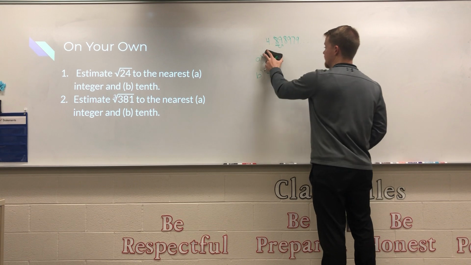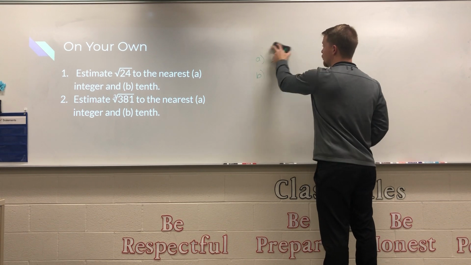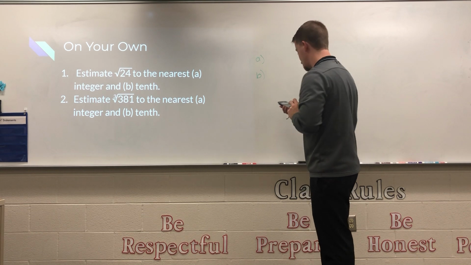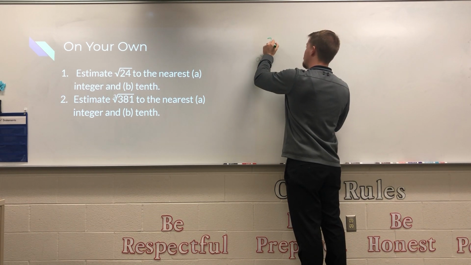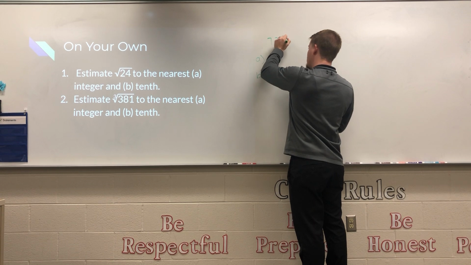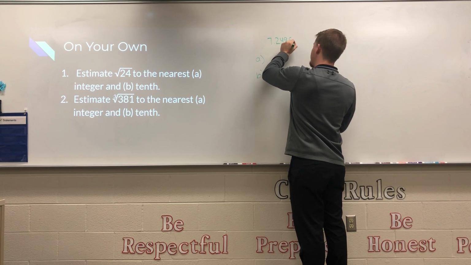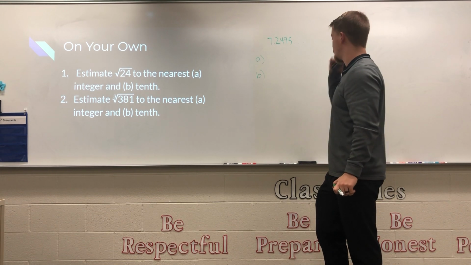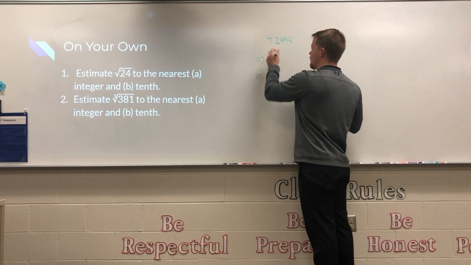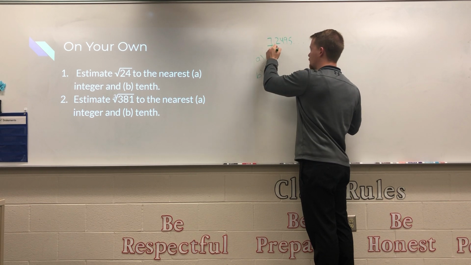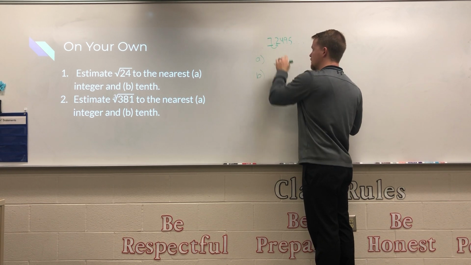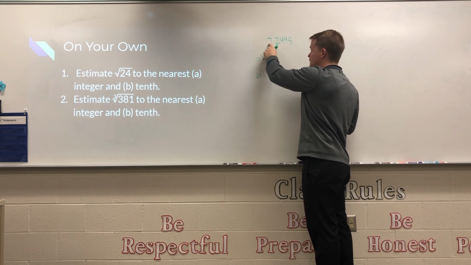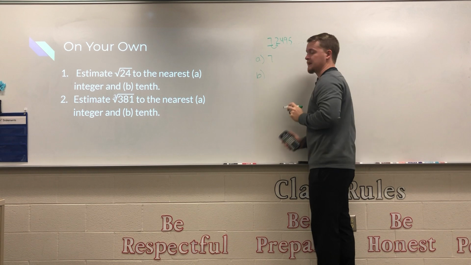Okay, so we have the second one. We've got the cube root of 381. So I'll type in 381, find its cube root, 7.2495... because it keeps going. Okay, so again, integer, there's my integer spot. Look at the number behind it, it is 2. So 2 is 4 or lower, so it tells me to stay the same. So 7 does not round up, and it stays as 7.